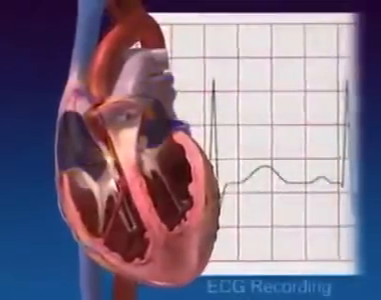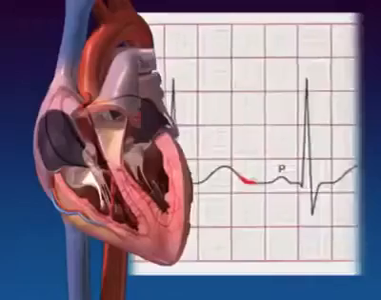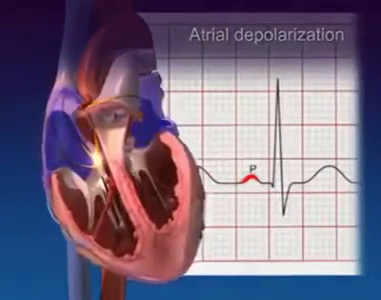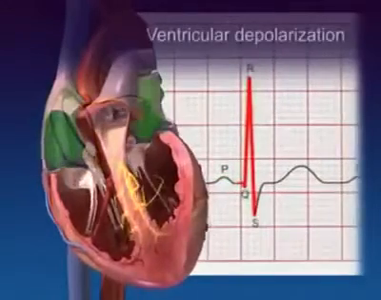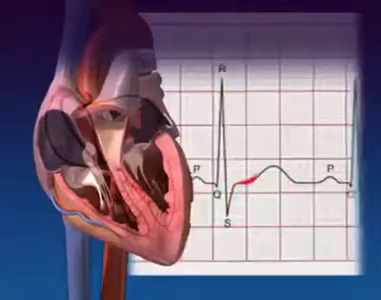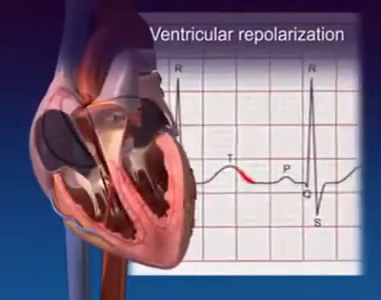The recording, called the electrocardiogram or ECG, has several distinct components. The P wave corresponds to atrial depolarization. The QRS complex appears with ventricular depolarization. The T wave represents ventricular repolarization.